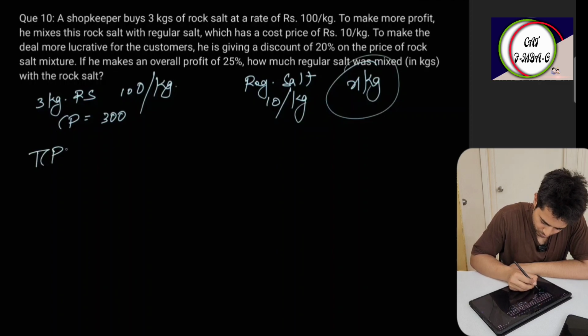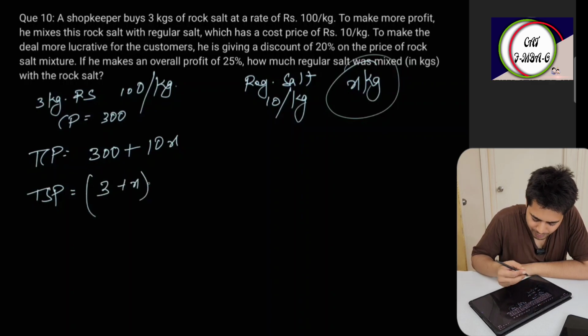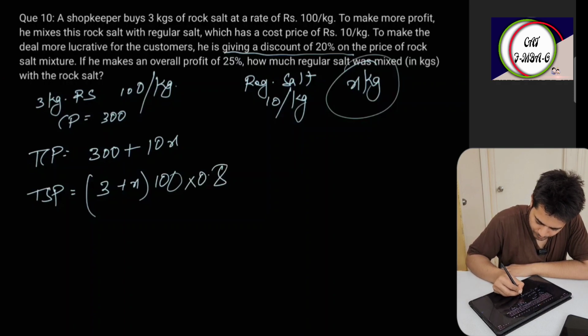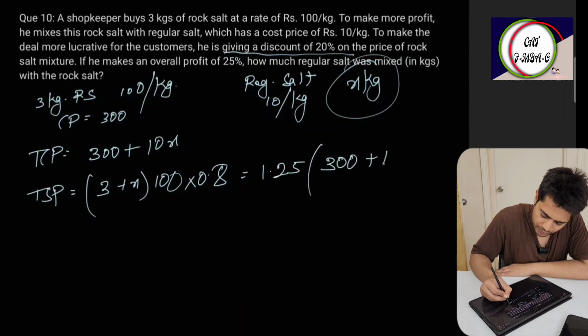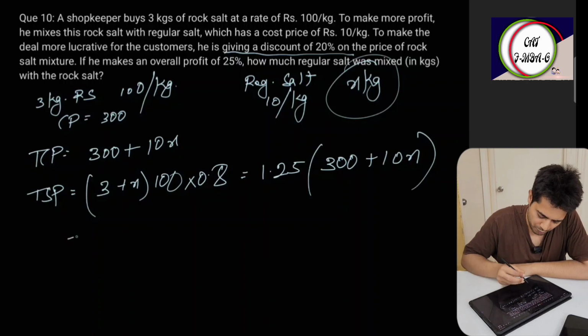So total cost price is equal to 300 plus 10x. But total selling price is equal to 3 plus x, because he is selling at the same rate, into 100. To make the deal more lucrative, he gave a discount of 20%, so into 0.8. And he makes an overall profit of 25%. So selling price is equal to 1.25 times cost price, 300 plus 10x. How much regular salt was mixed? So you have to find out x.